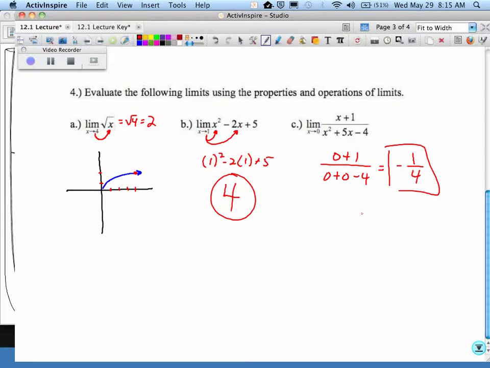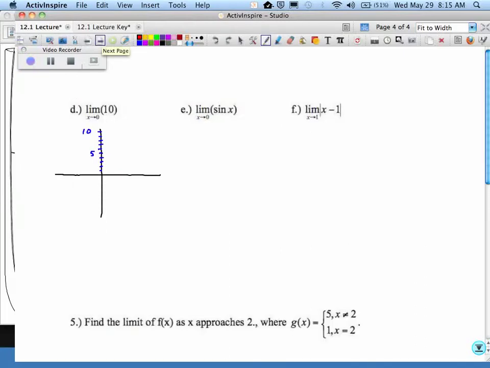A constant of 10. Its graph would be like this. Doesn't matter what x I approach. What's the limit of a constant function? The output is always at 10. So it doesn't matter what I ask you to approach. It's always going to be at 10.